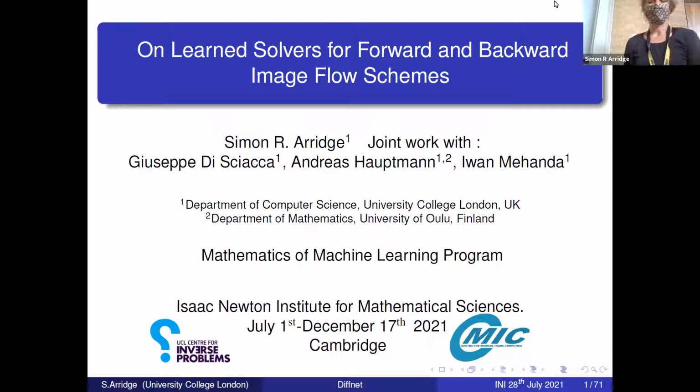And on the other hand, understanding deep neural networks better with some of the things that we have been developing in the image processing world. And that is, I believe, what he's going to talk about today, in fact, is learned solvers for forward and backward image flow schemes. And yeah, I really look forward to your talk, Simon.